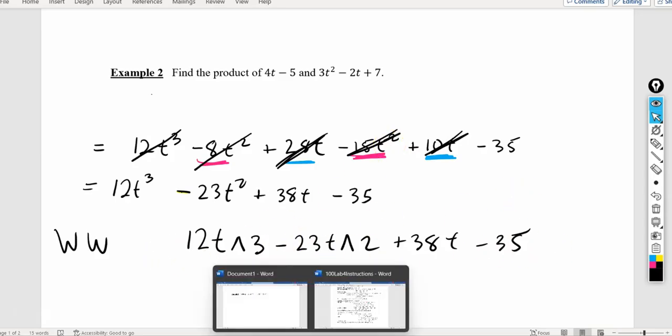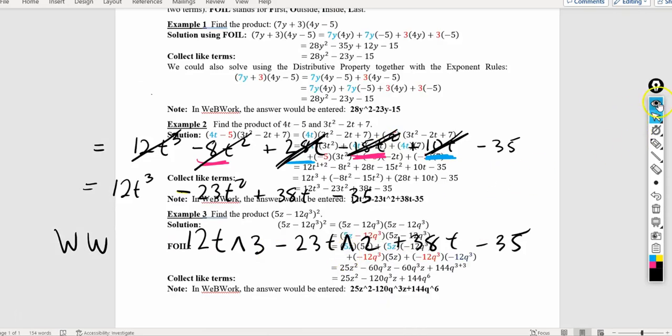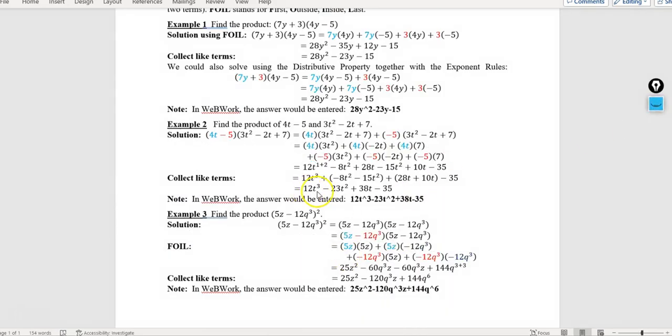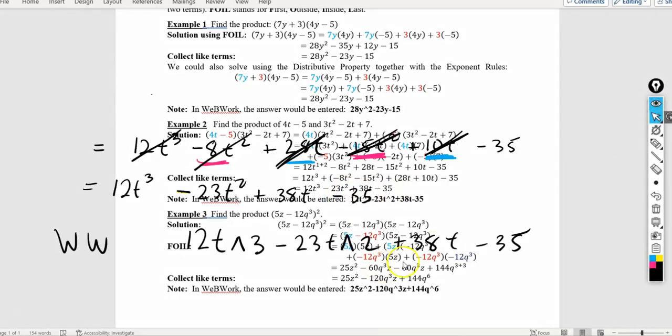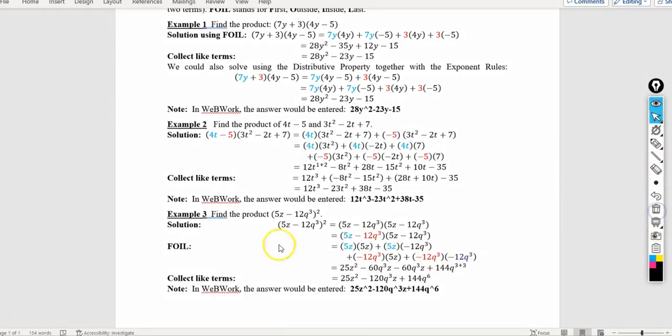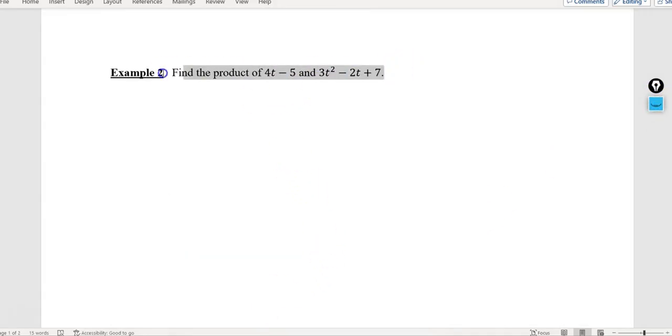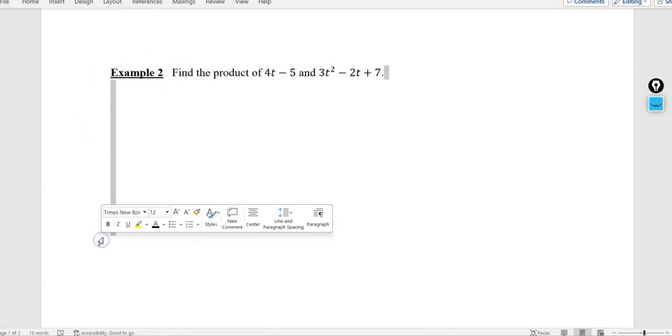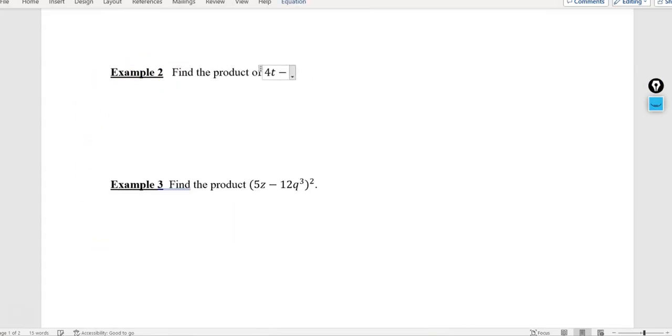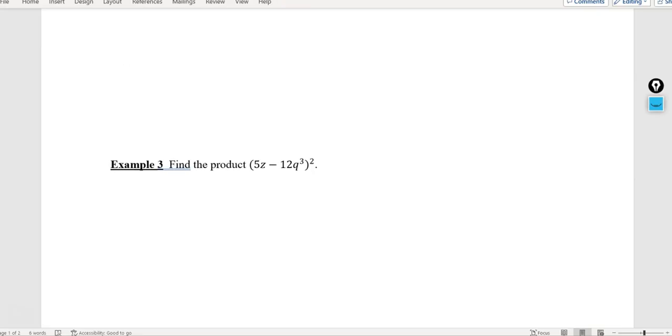Let's just check this with what we have over here. 12t cubed minus 23t squared plus 38t minus 35. Okay, that matches what I wrote there, so that's correct. And then let's do this last one. So if I come over here, get rid of that. All right, find the product of that.